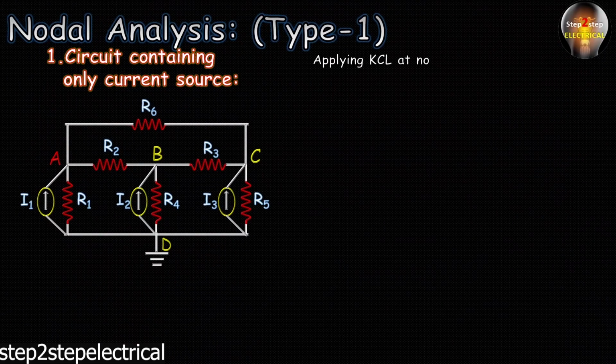Now we will apply KCL at node A. Similarly, we will also apply KCL at node B, and finally at node C. There are 4 nodes, but the fourth one is the reference node, so we don't have to apply KCL at node D. We conclude that we apply KCL at only 3 nodes: node A, node B and node C. Once we apply KCL at node A, let's redraw the circuit.